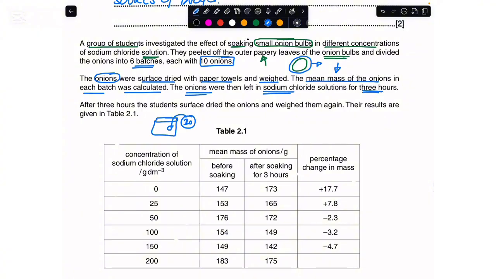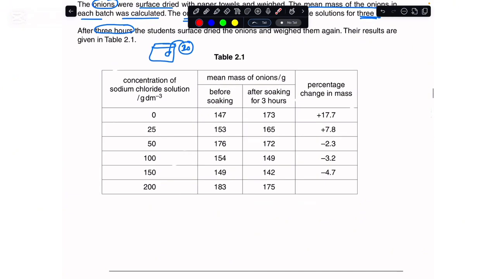After 3 hours, they remove these onion bulbs out of the sodium chloride solution, surface dry them again and weigh them again. Afterward, they have given you their results in table 2.1. Now, the understanding of this table is very important.